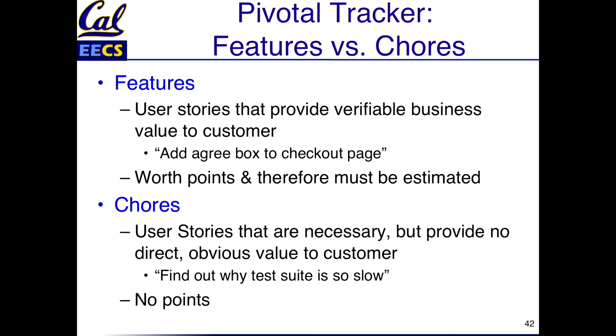Pivotal Tracker has two different kinds of items, kind of like spikes and things like that. Features are user stories that provide business value to the customer. For example, you have to get consent, so let's add the consent box on the checkout page so that you agree to that. There are points associated with it, for value to the customer. Those are features. There are also things called chores, which you can keep track of, which is work for the team to do. They're necessary, but they don't provide any obvious value to the customer, like finding out why the test suite is slow. So there are no points associated with that.